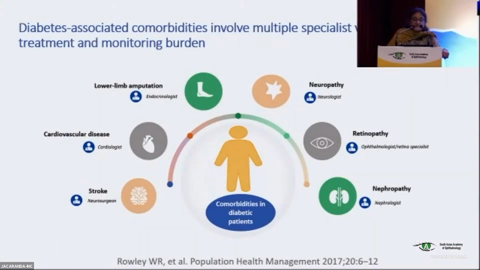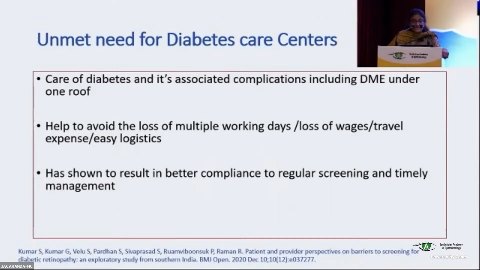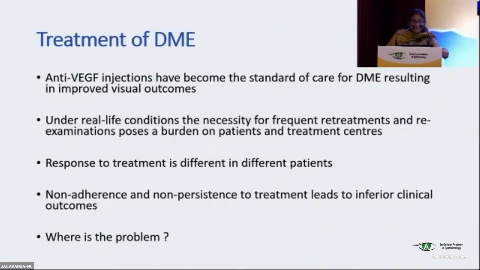Diabetes-associated comorbidities again involve multiple specialist visits. Adding to treatment and monitoring, the burden can sometimes be very difficult, where the patient has to visit various clinics. So there's a need for diabetes care centers where all the complications of diabetes, including DME, can be managed under one roof. It will help to avoid the loss of multiple working days, loss of wages, travel expense, and ease logistics. There is a study published by Dr. Rajiv Raman, which showed that there was better compliance to regular screening and timely management if all was done under one roof.